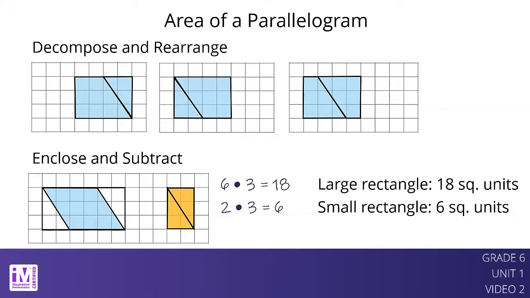We can combine these 2 triangles to make a small rectangle with an area of 2 times 3, or 6 square units. 18 minus 6 equals 12. So the area of the original parallelogram is 12 square units.